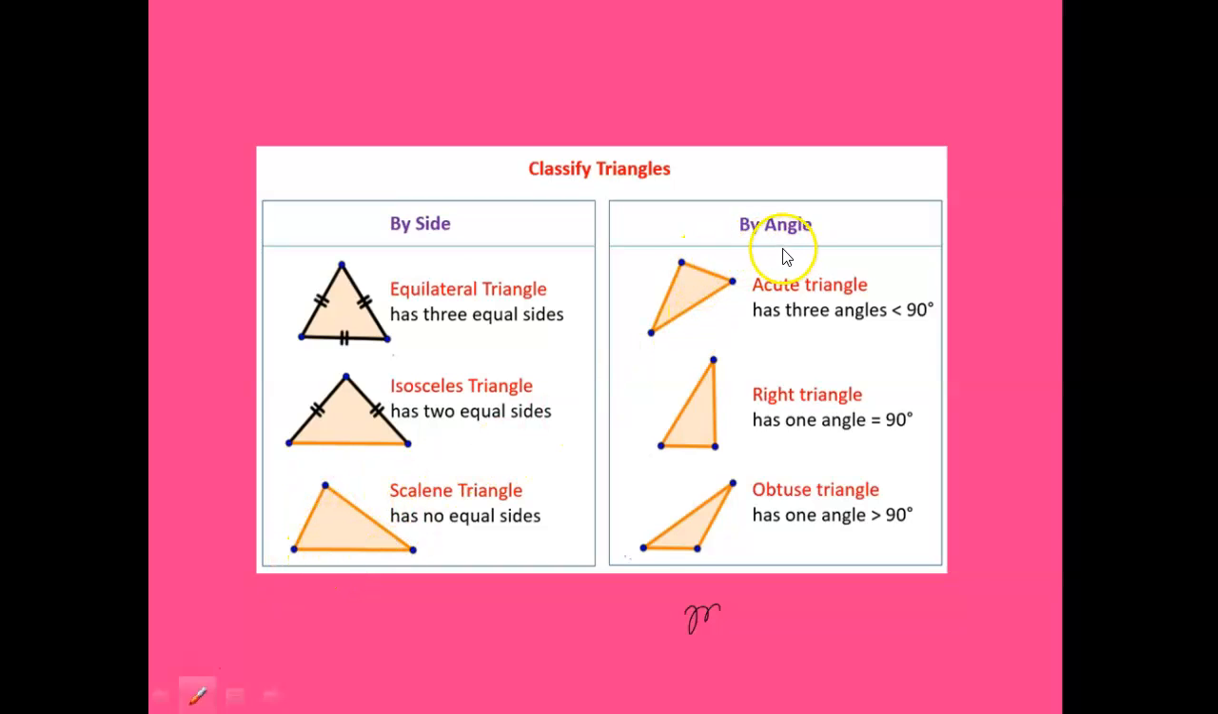And then you classify by angle. You have your acute triangle, where all three angle measures are acute. The right triangle, where one of the angle measures is 90 degrees, and obtuse triangle, where one of the measures is an obtuse angle.